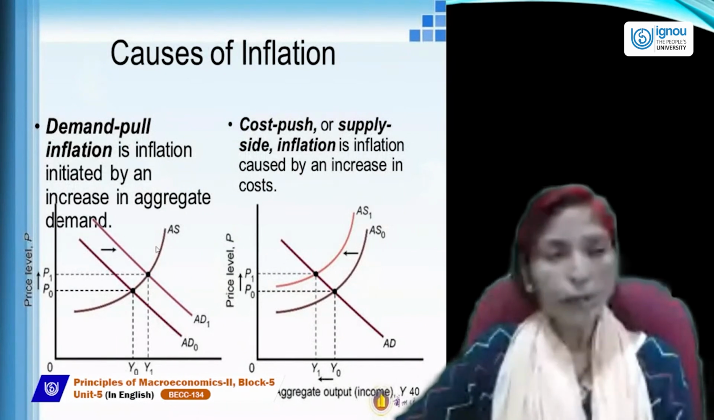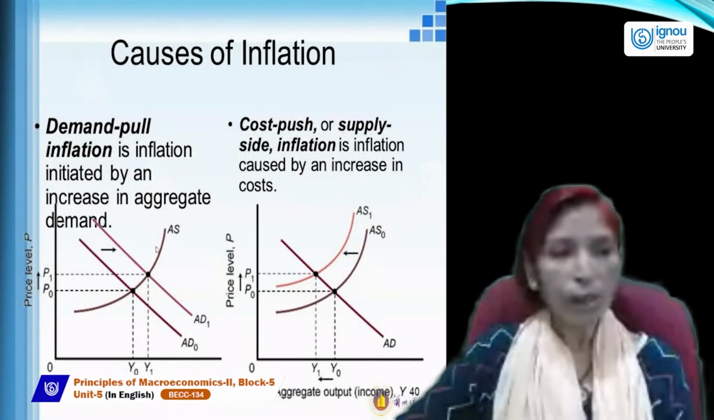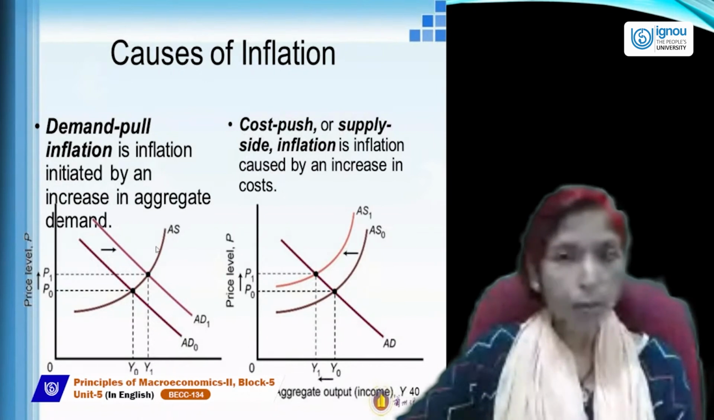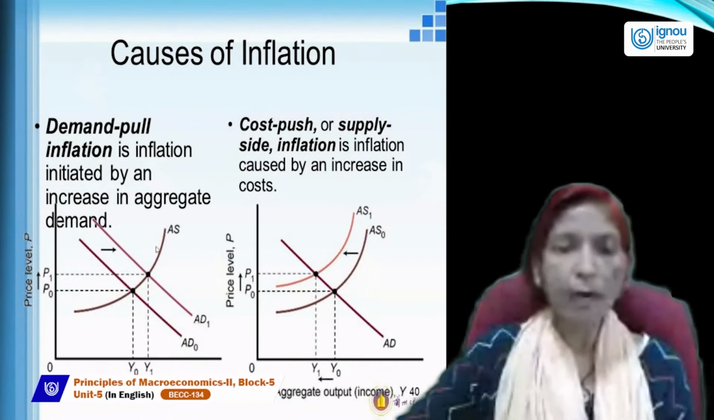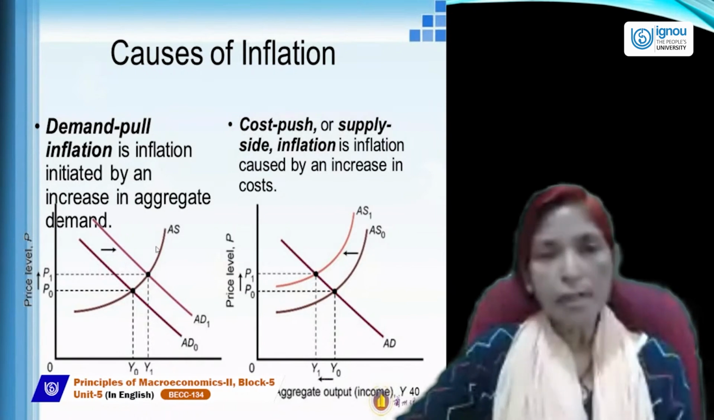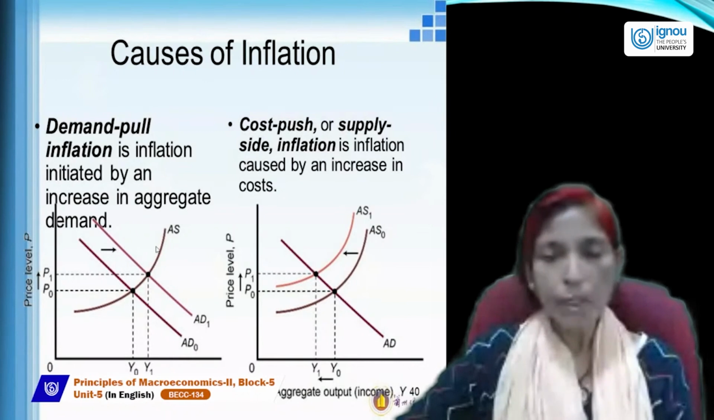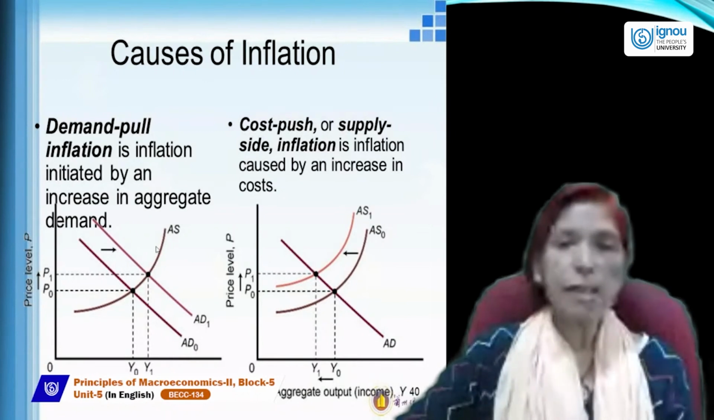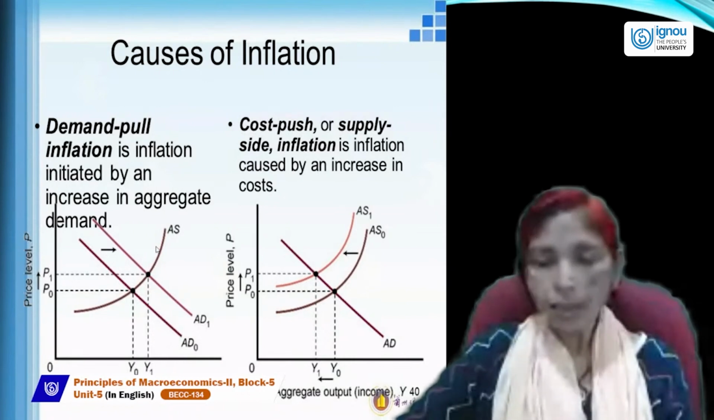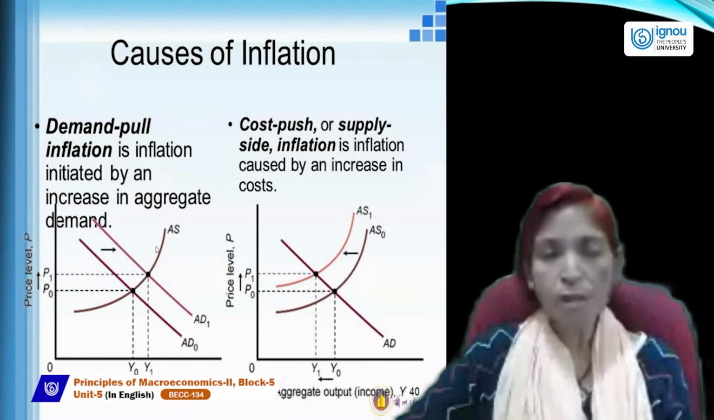Next is the causes of inflation. What are the various causes of inflation? Demand pull inflation, as is clear from its name, always occurs due to an increase in aggregate demand and a fall in aggregate supply. Cost push inflation is related to the supply side. When the cost of production increases, the producer's profit margin will fall and supply will also fall. Due to the fall in supply, price also rises. This situation is cost push inflation.